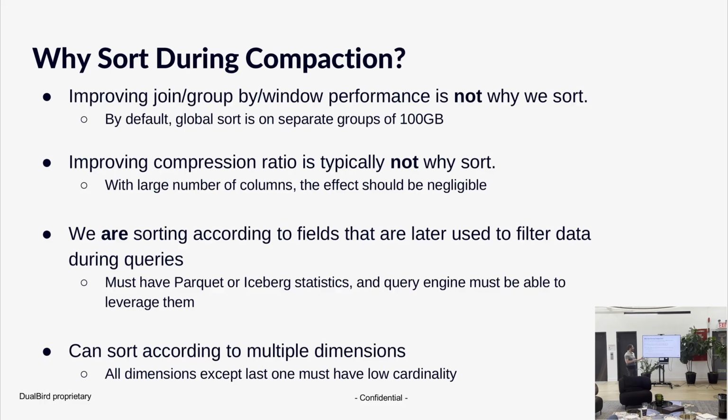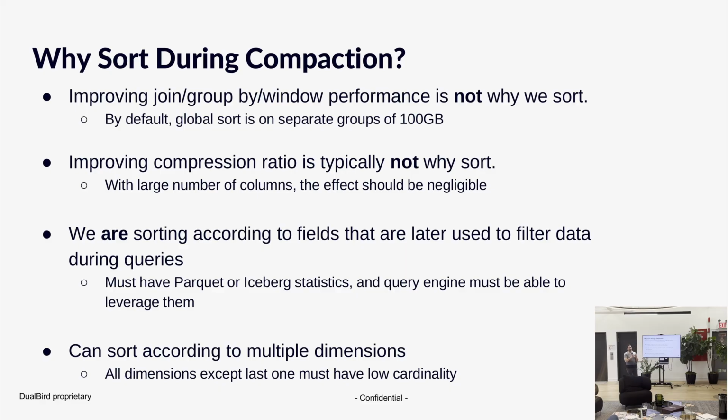The reason why we want to do it is actually for filters. So if you know what kind of queries you're going to do on your data, if you know that 20% of your queries are going to be filtering according to some field and maybe another 15% on some other field, it would make a lot of sense to do sort-based compaction where you sort according to these two fields.